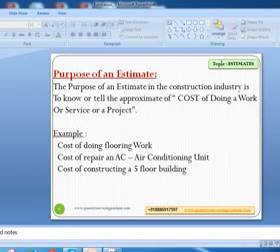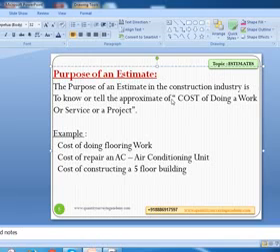Now let us go to the purpose of an estimate. Many of you know, but still we are repeating: why do we estimate, or what is the purpose of an estimate? Let us understand. The purpose of an estimate in the construction industry is to know or tell the approximate cost of doing a work, or for doing any service, or for a project also.